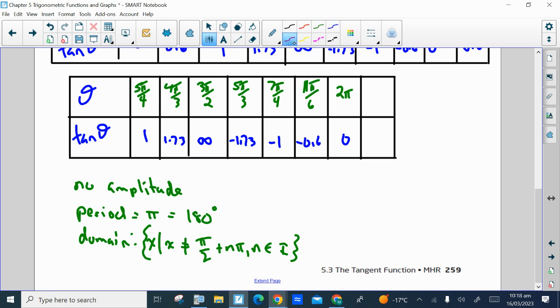Our range, that'll be different as well, because this range goes from negative infinity to positive infinity. And that never changes.